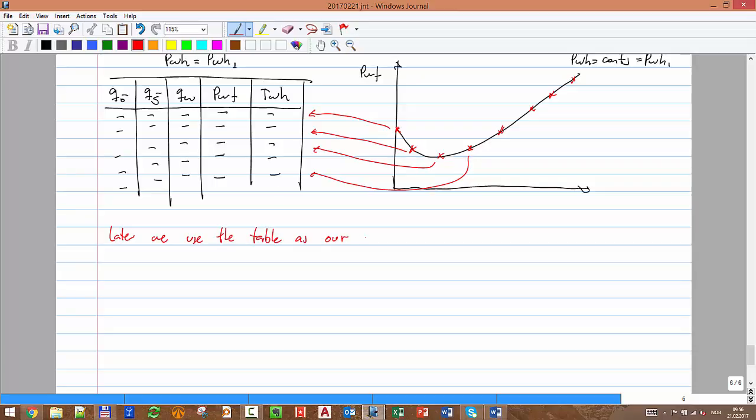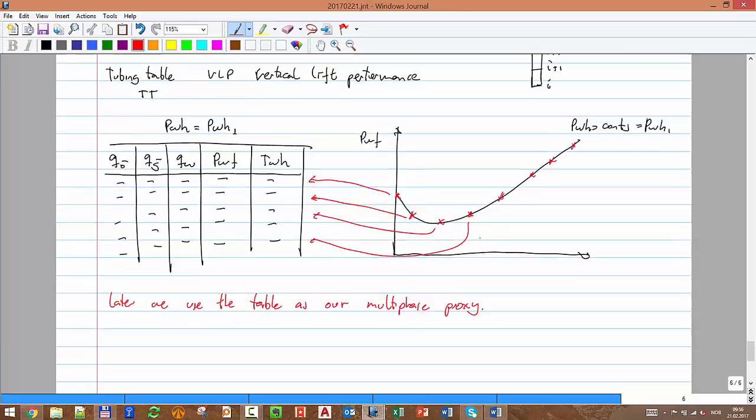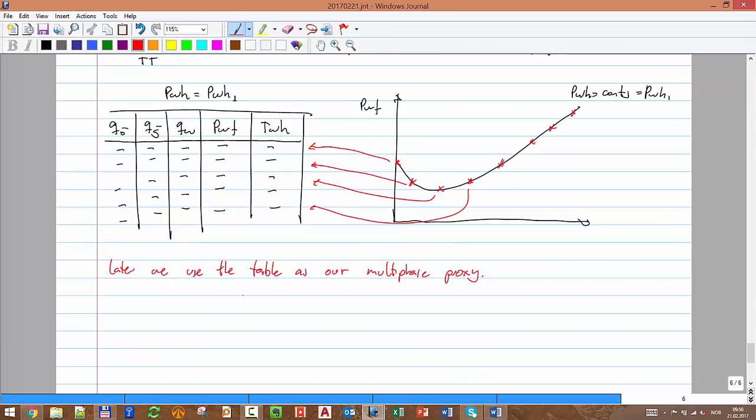We use the table as our multiphase proxy, okay. I don't go anymore to the equations, but I just use interpolation on the table. Perform interpolation. Okay, so for example, if you want a certain rate that is in between those two, you just perform a linear interpolation to find PWF, to find that point. If I want to have exactly that particular rate, then you have to perform a linear interpolation between those two. Yep.